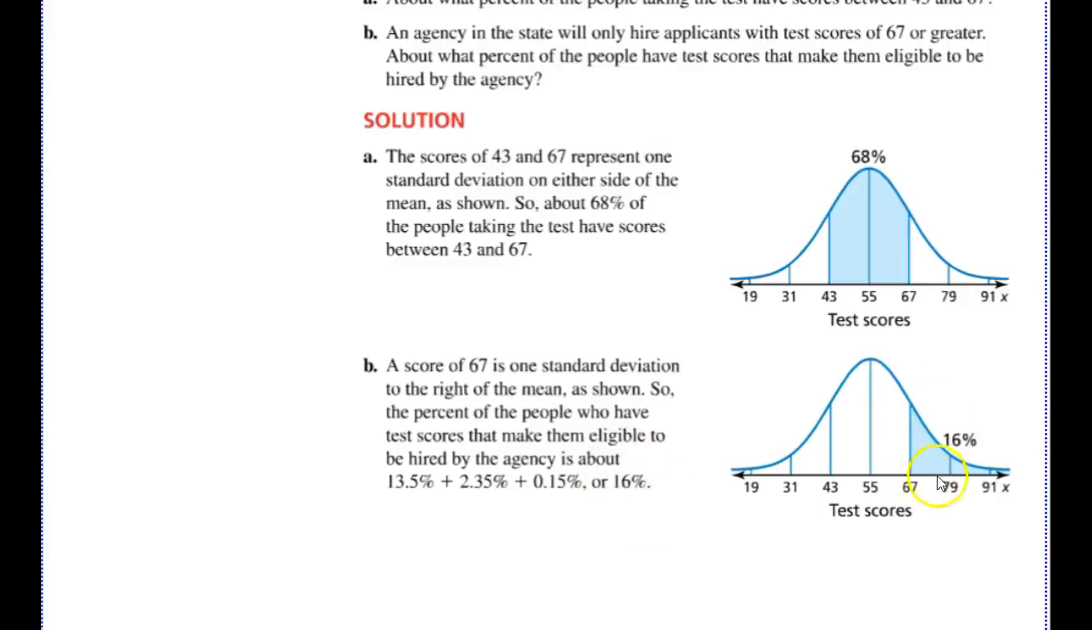And I can find this 16% if I don't know it right off the bat. I know that 13.5% of my data falls in the second standard deviation, and 2.35% of my data falls within this third standard deviation. And so I can add what I know, and I've got that 16% total. Again, this is one of those values that you may just want to remember: if you're over 1 standard deviation, there's 16% total.